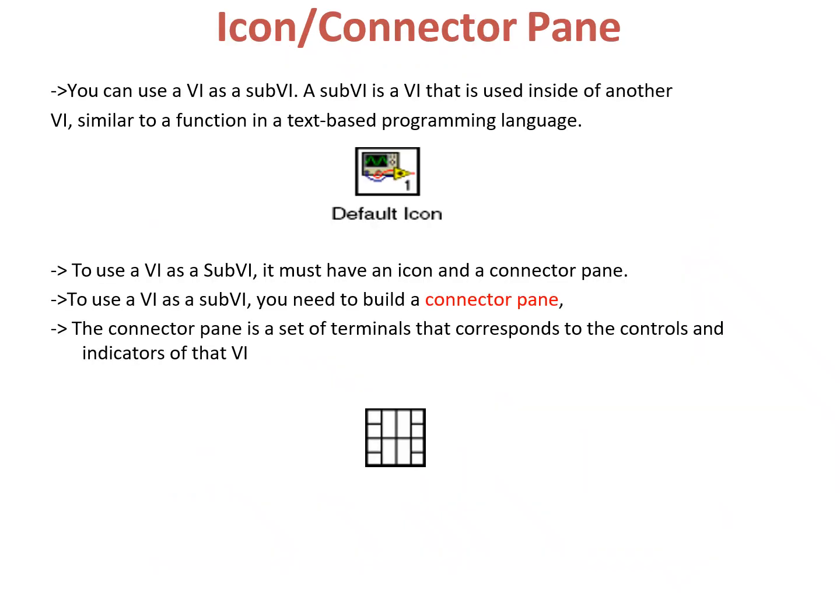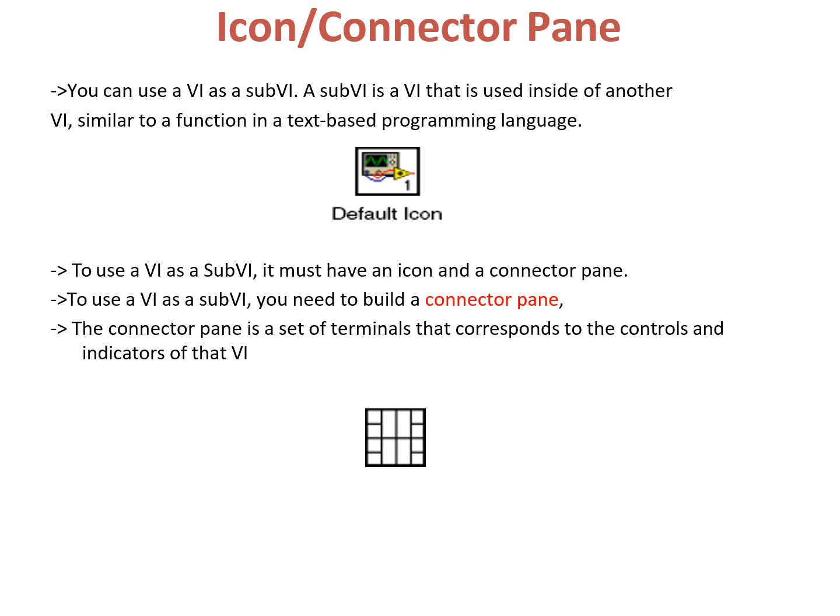Icon and connector panel. You can use a VI as a sub VI. A sub VI is a VI that can be used inside another VI, similar to functions in a text-based programming language. At the top right corner of the LabVIEW window, you can see this icon and the connector panel. By using this, you can use a VI as a sub VI. If you want to create any sub VI, it must have an icon and connector panel.